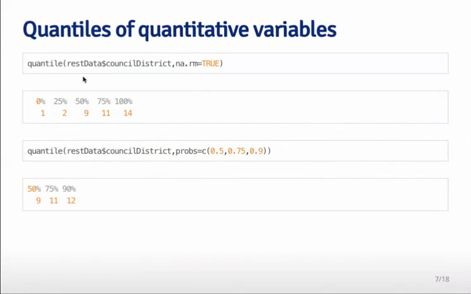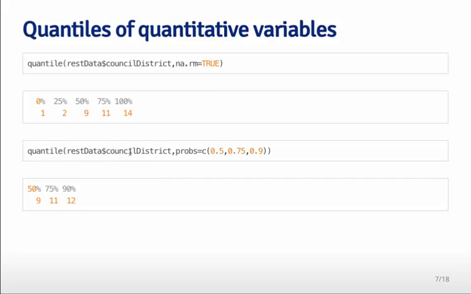You can use quantile to look at variability in quantitative variables. So for example, if I look at the quantile of the council district variable, I see that the smallest value is 1 and the top value is 14 and the median value is 9.